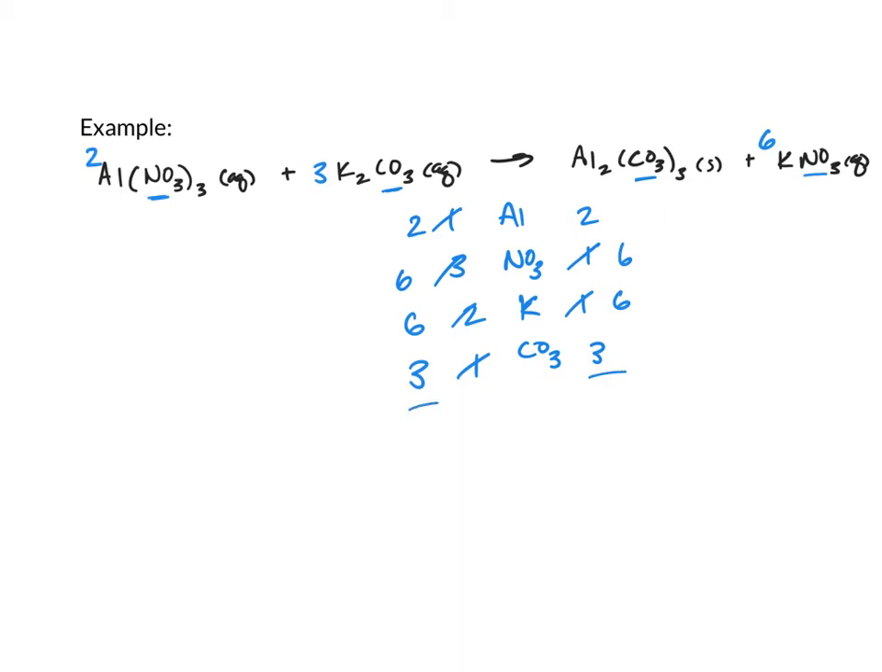So then double checking: 2 aluminums, 6 nitrates, 2 times 3 is 6 nitrates, 6 potassiums, and then 3 carbonates. Okay, so pro tip, balance polyatomics as a unit if they're not changing. If they change, then we have to think about balancing them as a single atom, or as atoms. But if they're not changing, we're going to balance them as a single unit, so as nitrate and carbonate in this case.